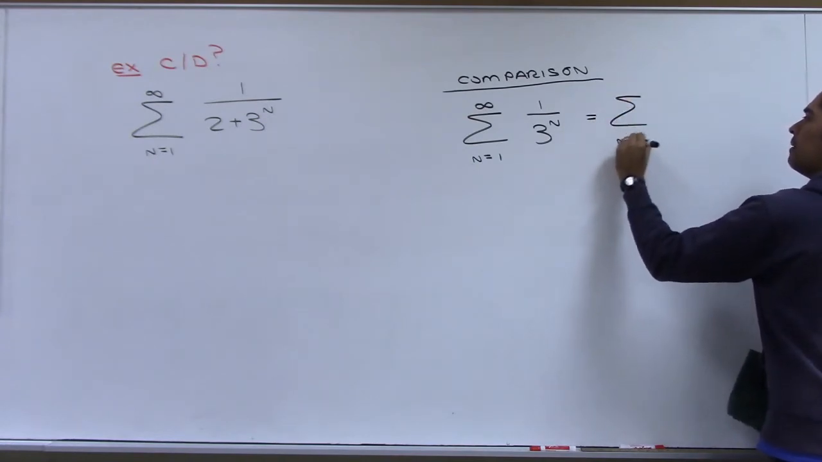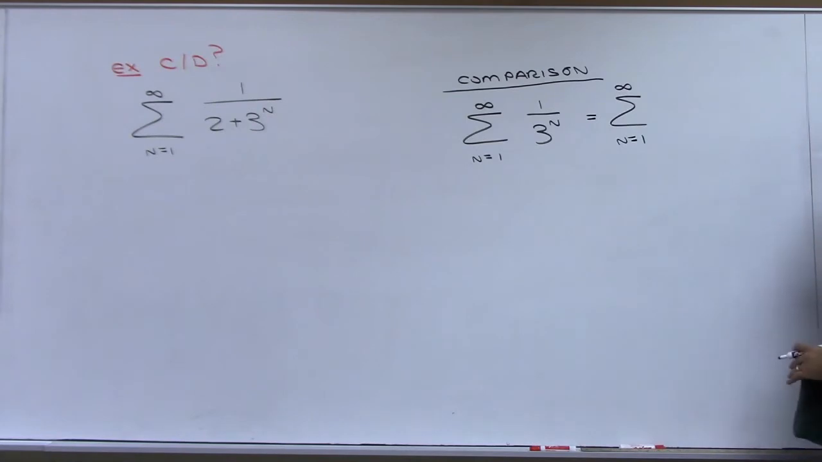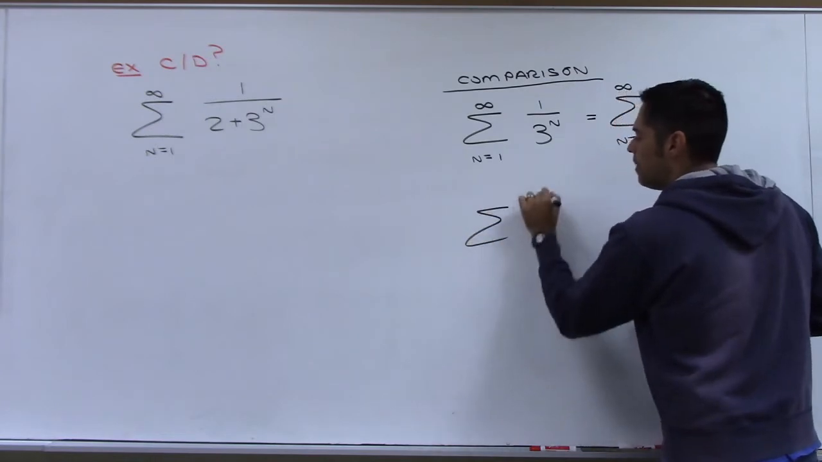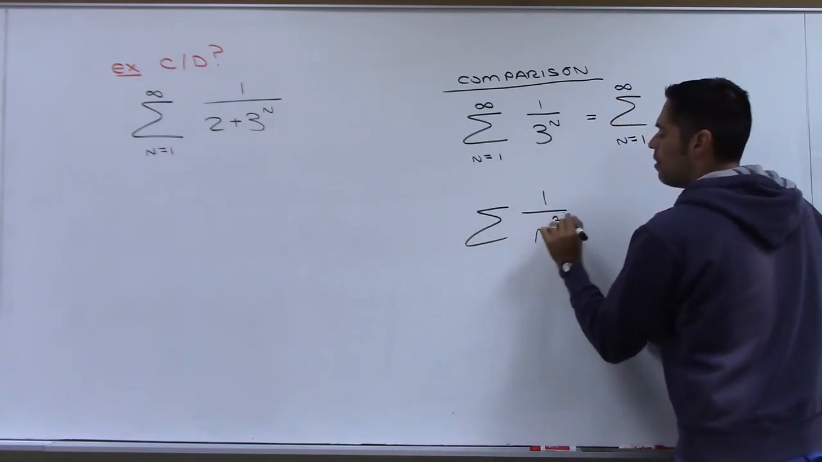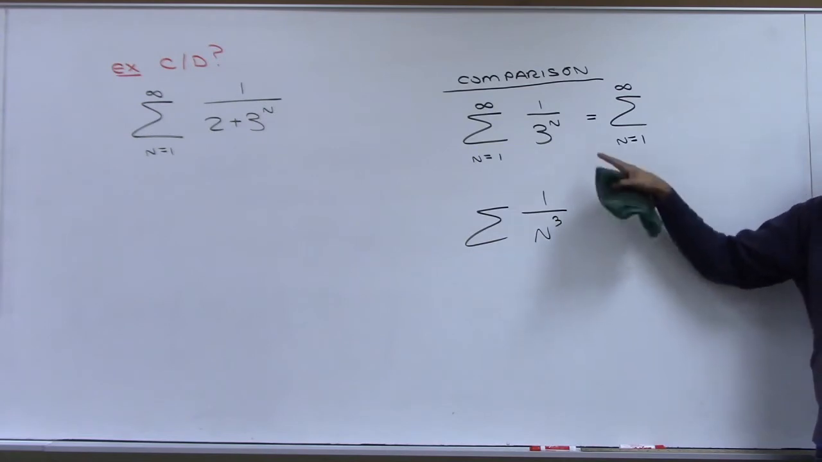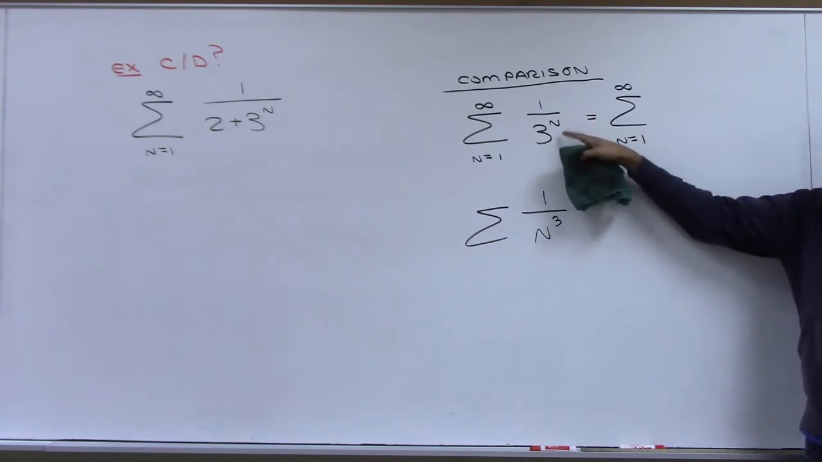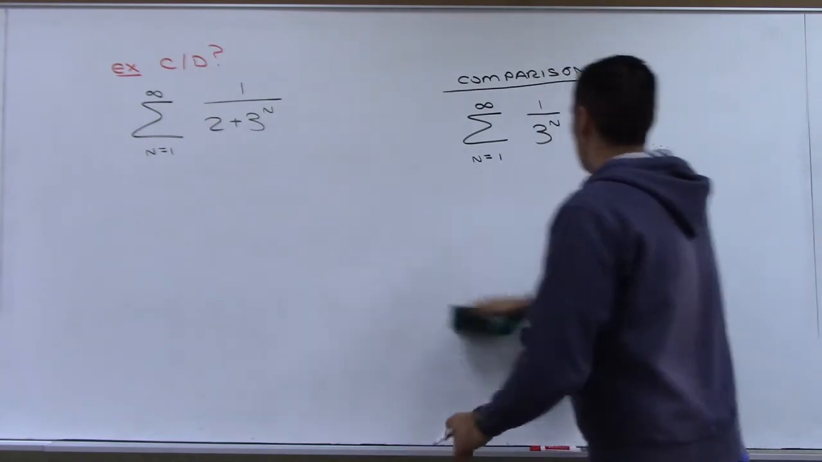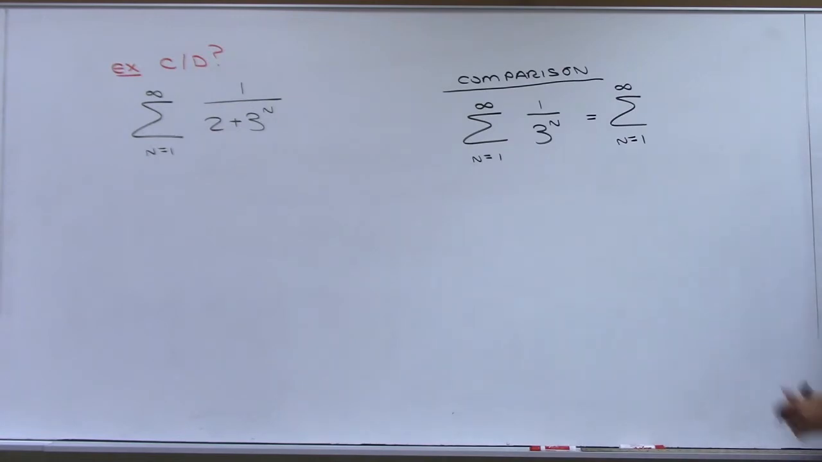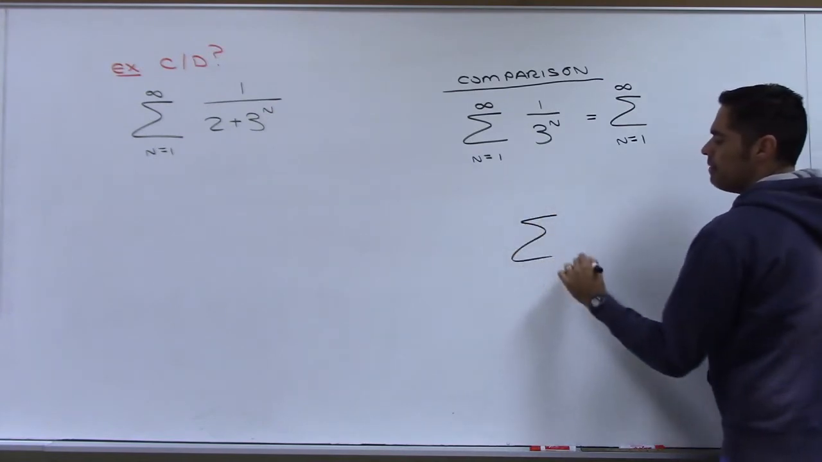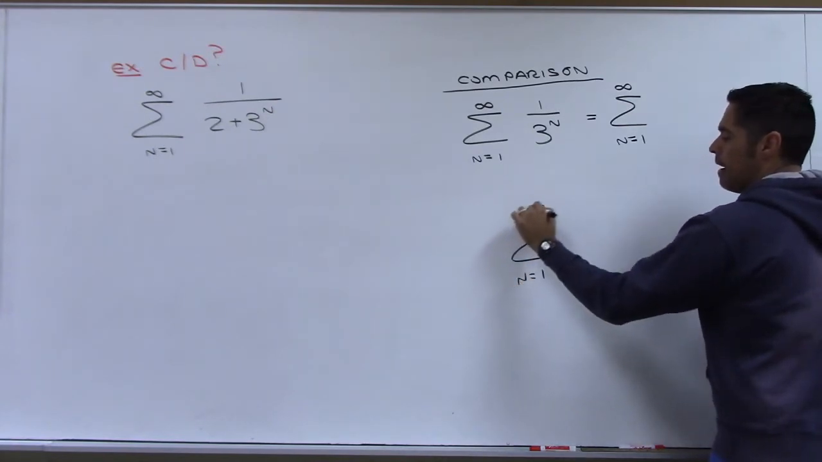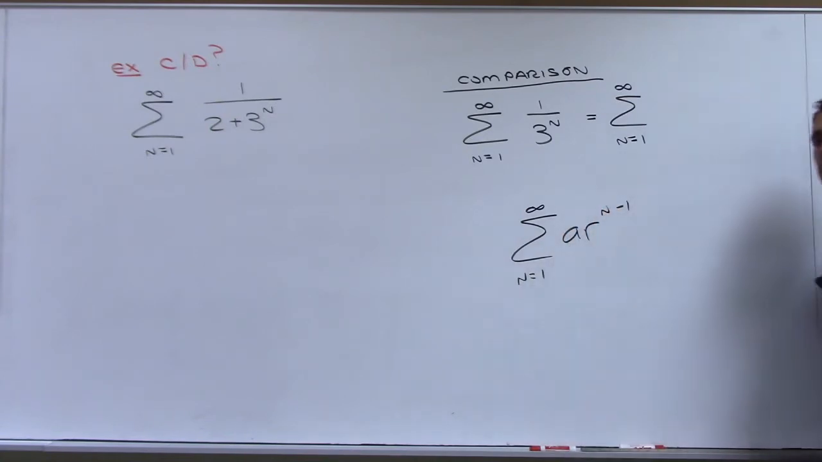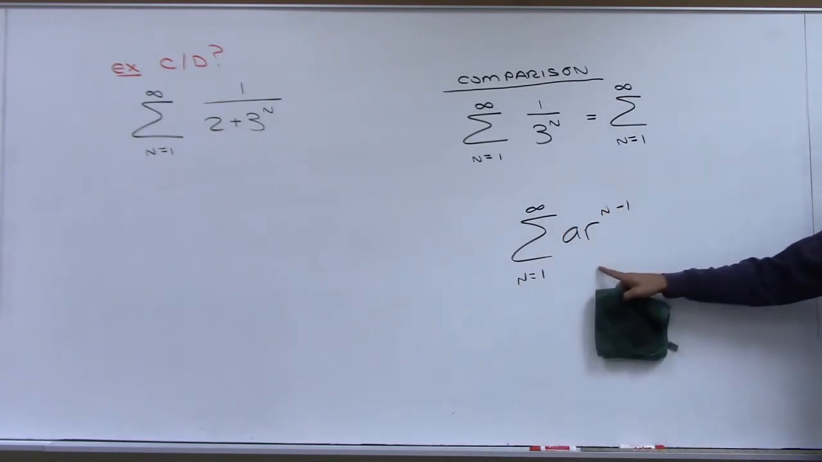Why is it geometric? The n is in the power. Just so you see the difference, a p-series would look like this: n to the third, that would be a p-series. 3 to the n is going to be geometric because it's like an exponential function. This one is a power function. If I wanted to find out what a geometric series added up to, I had to make it look like this. Remember that? That's what a geometric series looks like.